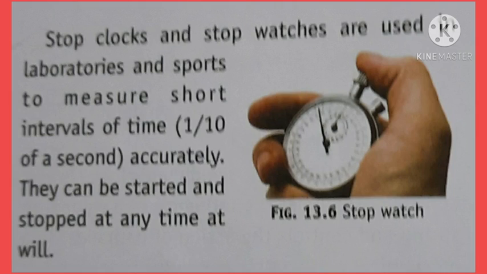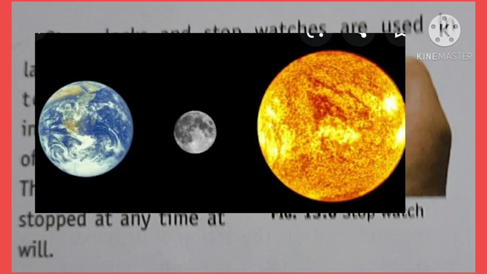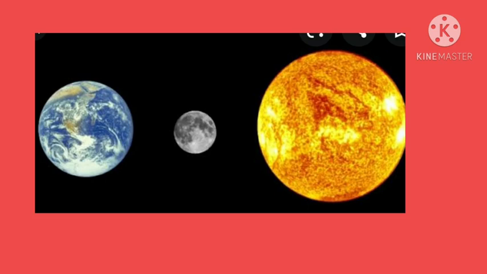Next, stop clocks or stopwatches are used in laboratories and sports to measure short intervals of time, accurately up to 1 by 10th of a second. They can be started and stopped anytime we want. So like this we have seen that different people used different devices to measure time.